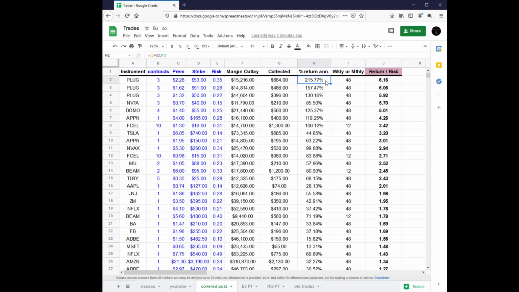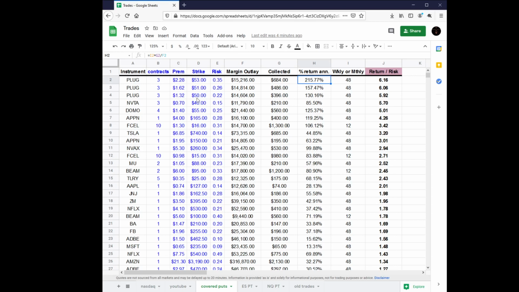And then I do another thing. I divide the annualized return that I'm expecting purely from the option calculations by the probability of the instrument dropping below my strike.